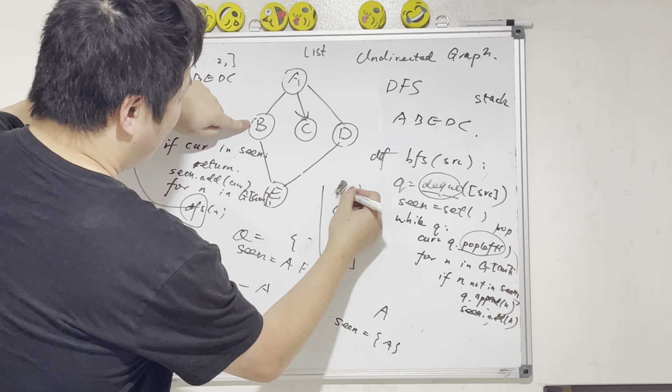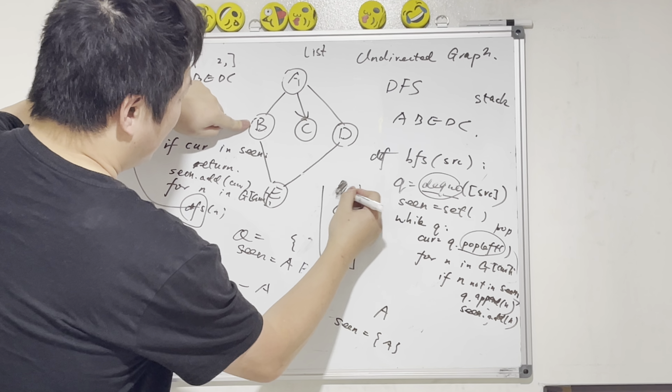A, I already visited, so I don't push it. Okay, I take E out, and I push its kids, which is D, already pushed it. So, already pushed it, I don't take it, right? So now I take, what's next? C, right? Yeah? So C.